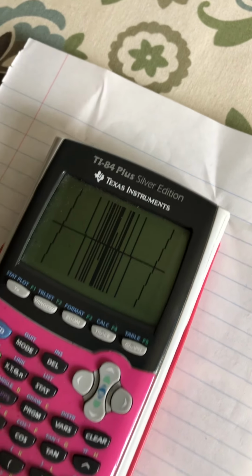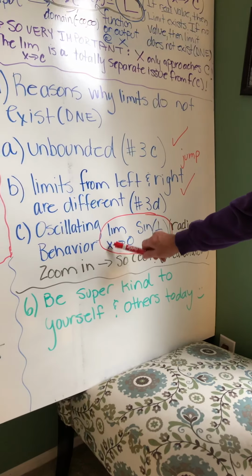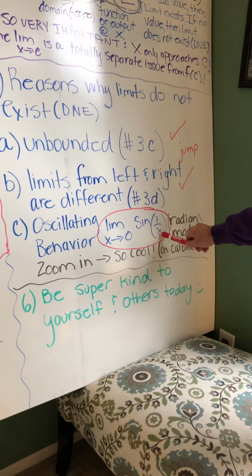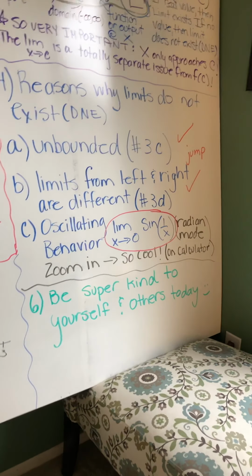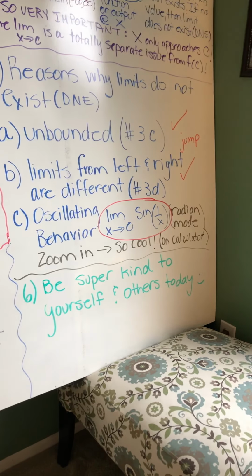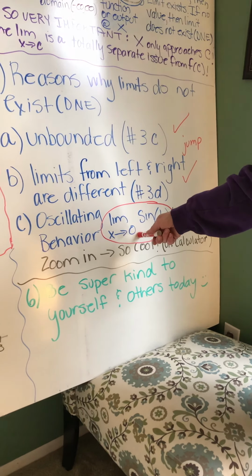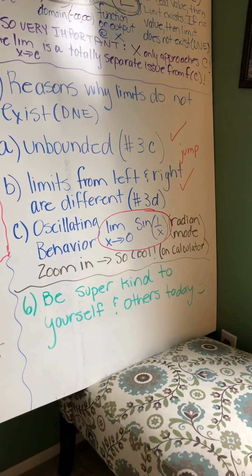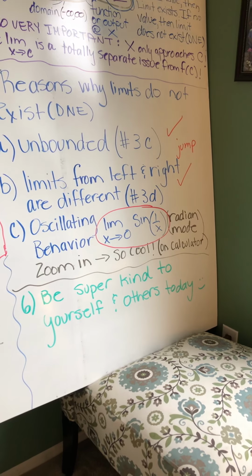So what's actually happening here is the limit does not exist. For the limit as x approaches 0 of sine of 1 over x, the function is oscillating wildly in between y values as you approach 0. I thought you might think that's cool, everything that's going on that sometimes you can't see.